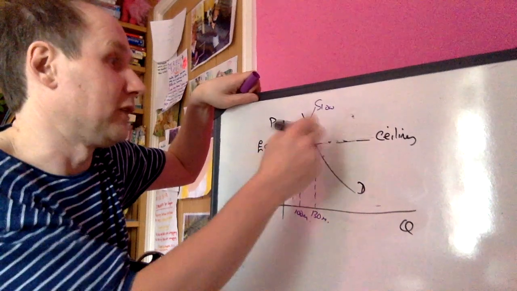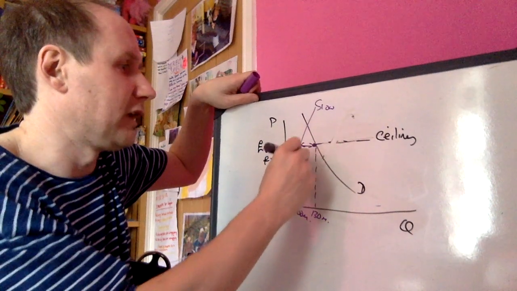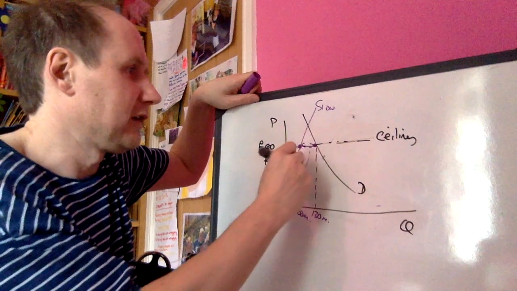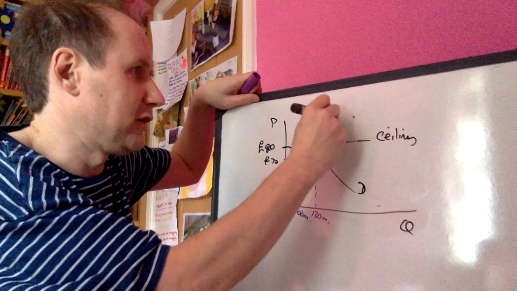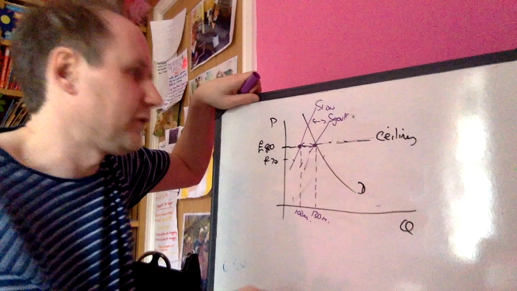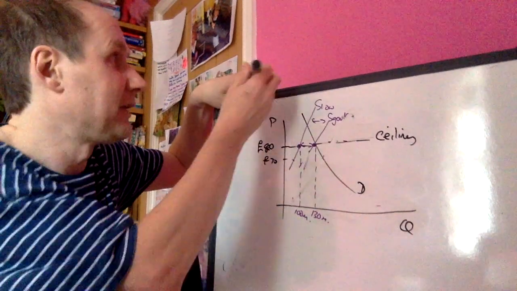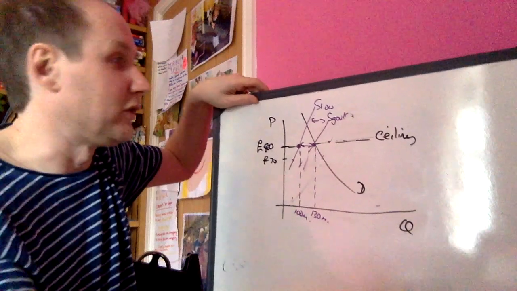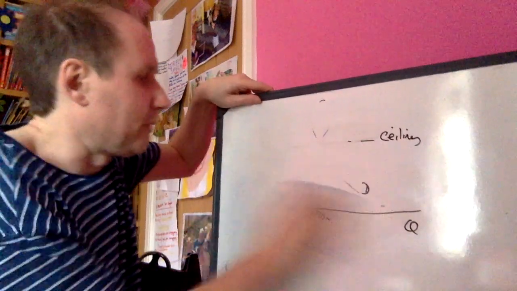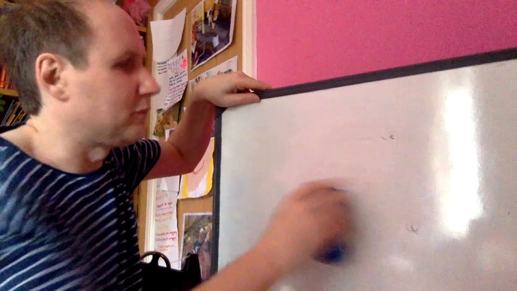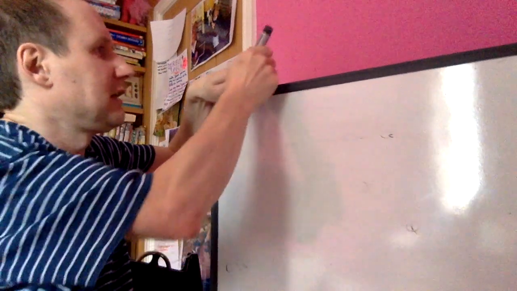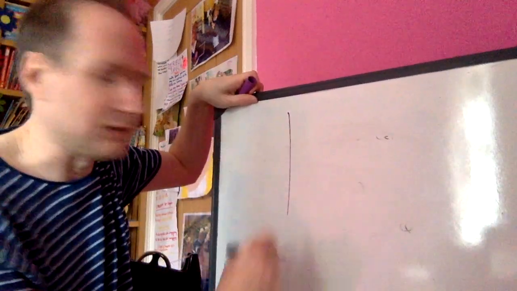Effectively, one way of looking at it is to say the government increases the supply by supplying 30 million extra units. Or you can just look at it as saying it bridges the gap. So if you combine those two things together, what we end up with is a system where there is both a floor and a ceiling.